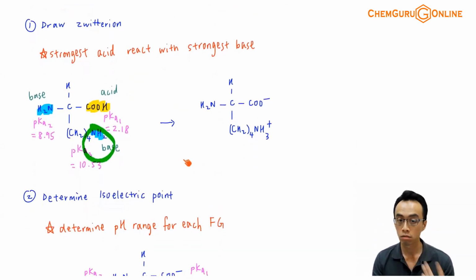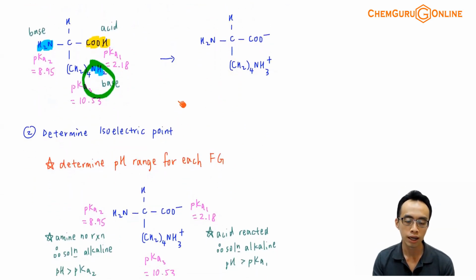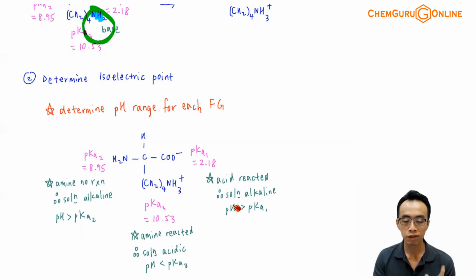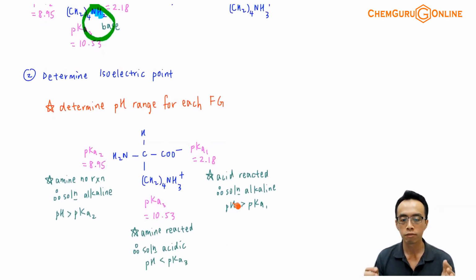Next, let us learn how to determine the isoelectric point. Now, determining the isoelectric point is the same thing. First thing I have to determine, okay, if my amino acid exists in this form, what is the pH range for my amino acid to exist something like this? So we have to consider functional group by functional group. I have to deduce whether the functional group responds or doesn't respond, whether it reacts or not. I can decide whether the solution is acidic or alkaline with respect to that functional group.